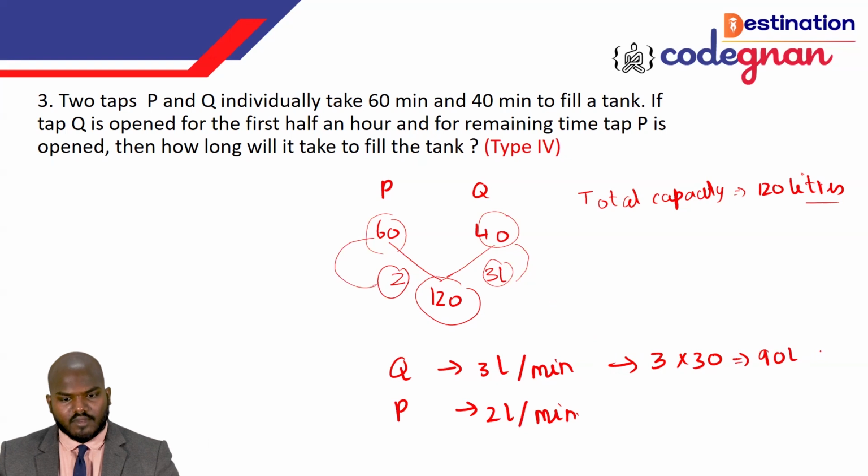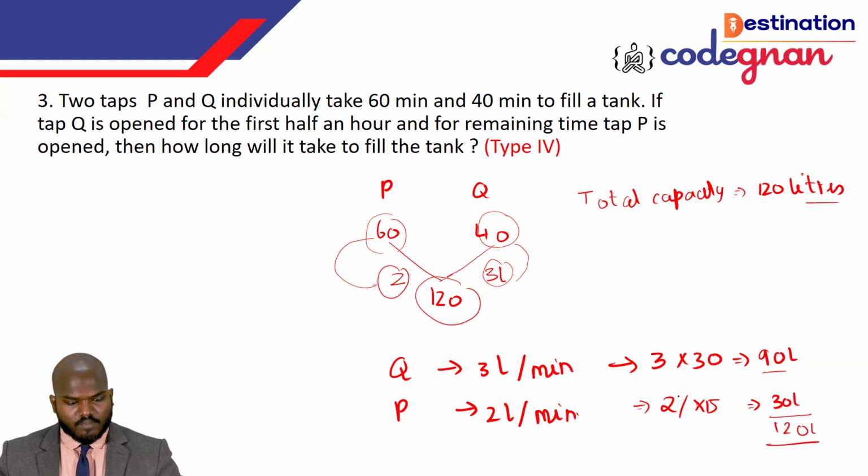And the remaining is taken by P. The remaining is 30 liters. P fills 2 liters per minute. If you need 30 liters, you multiply by 15 minutes. So 15 minutes will give the 30 liters, and combined we get 120 liters. So P takes 15 minutes.